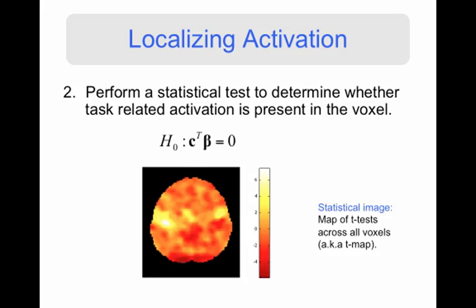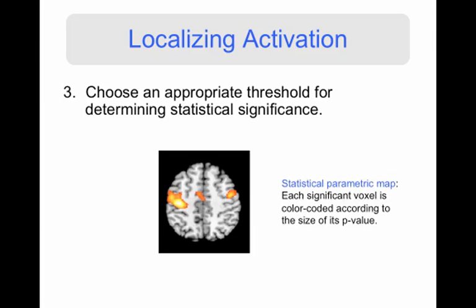This is a nice result here, but what we really want to do is choose an appropriate threshold for determining statistical significance. So we want what's called a statistical parametric map. So we want to threshold this image in order to find which voxels are truly active. Well, those are going to be the voxels that, say, have a high t-statistic, if we're doing a one-sided test. And then we're going to color code each significant voxel in a manner corresponding to the size of its p-value. So this is going to tell you the strength of activation in each voxel.